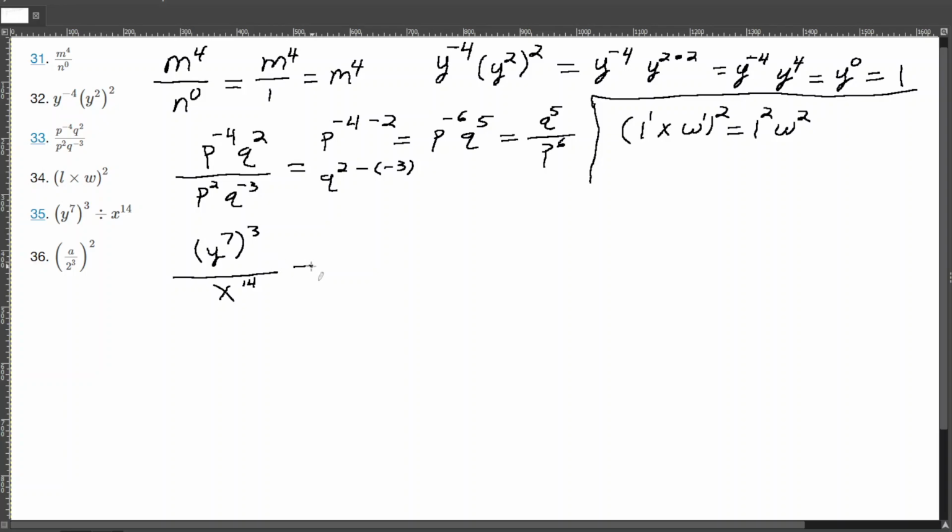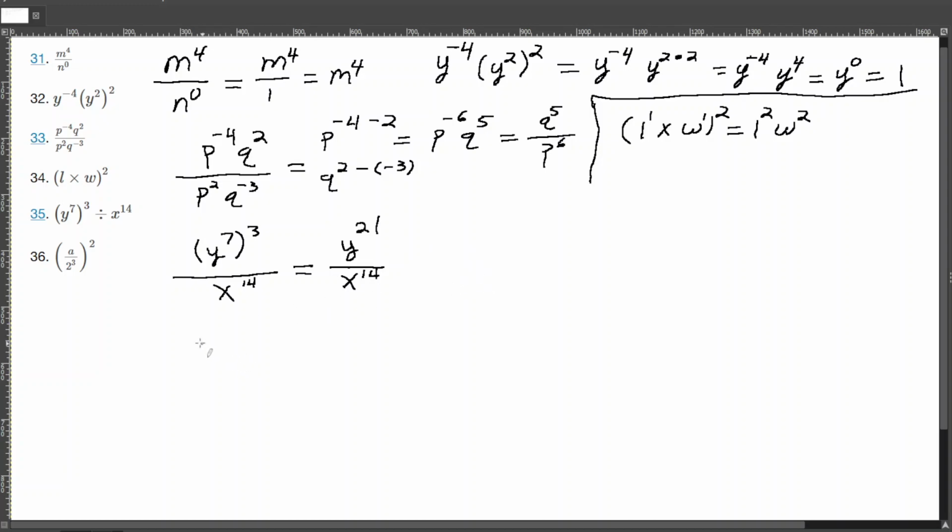So for this one, we should be multiplying them, right? So y to the 7th times 3 is going to be y to the 21st. And then that will be over x to the 14th. And that's literally all we can do for that one.